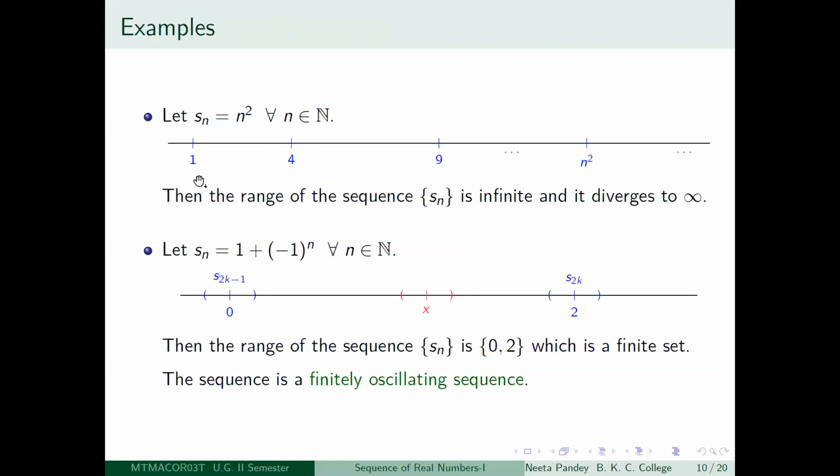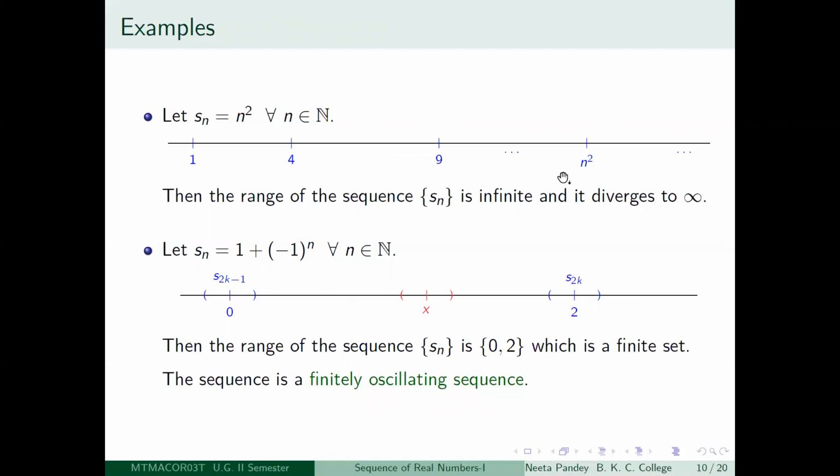So having said that, let us look at examples. As I said, a sequence is described by its nth term most of the time. So we just write: let Sn equal n squared for all n in the set of positive integers. What is the sequence going to look like? We have tried to plot them. S1 is just 1. S2 is 2 squared, so that is 4. S3 is 3 squared, so that is 9, and so on. So Sn is going to be n squared.